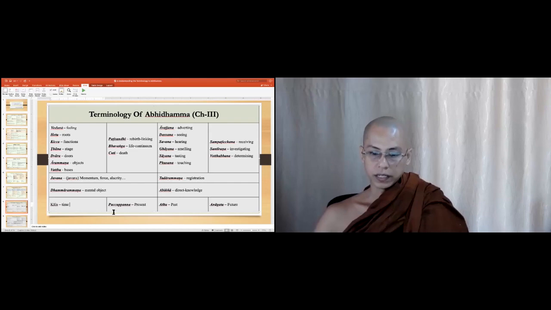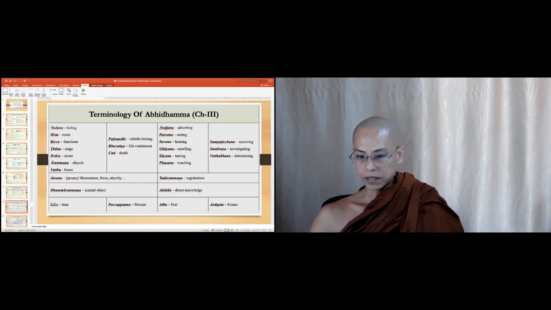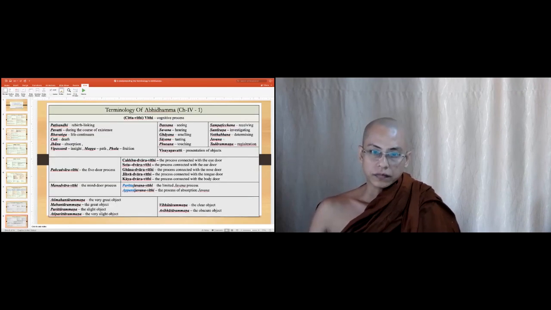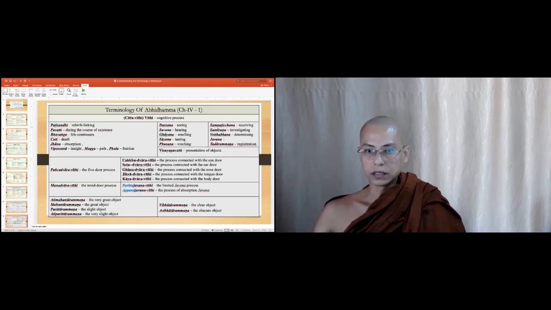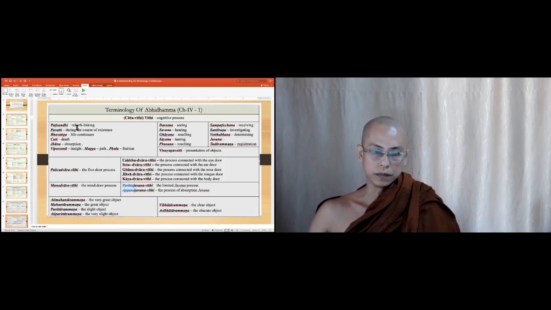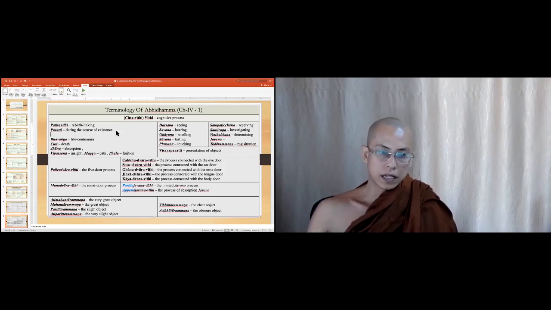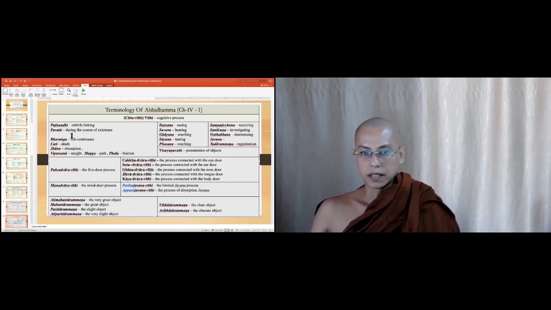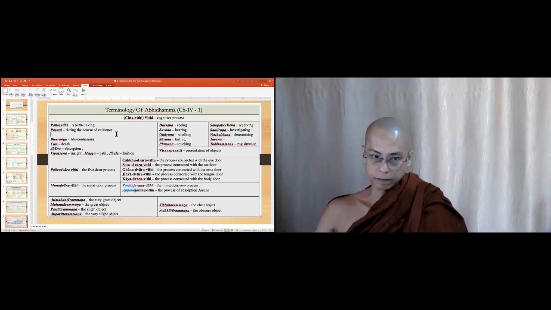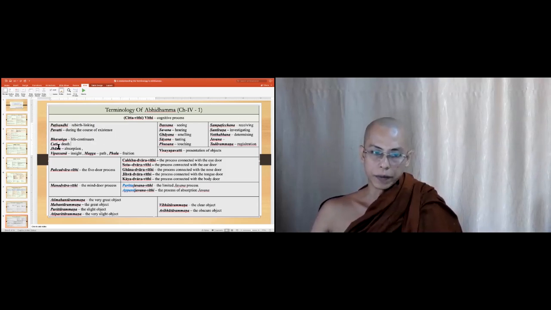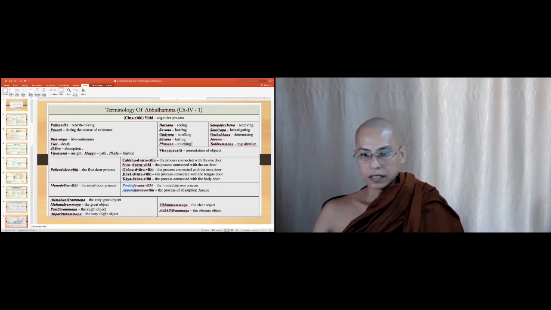Then Kala is time. Kala can be divided into 3: Paccuppanna, present, Atita, past, and Anagata, future. Just to know. When we come to chapter 4, this is the cognitive process, which is called Citta Vithi. There you will find Patisandhi and Pavatti. Patisandhi is the first moment of life. Pavatti is everything after the first moment, during the course of existence. Then Bhavanga, and Cuti, the last moment. Okay, Jhana, Vipassana, Magga, Phala, we will not mention those. And here, Dassana and Savana are already included in the functioning.